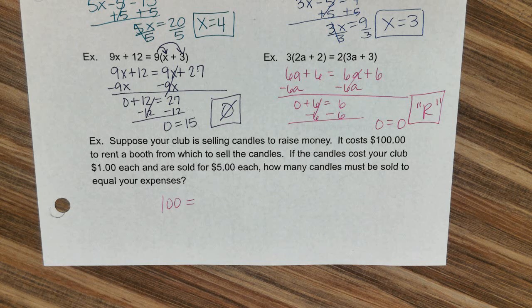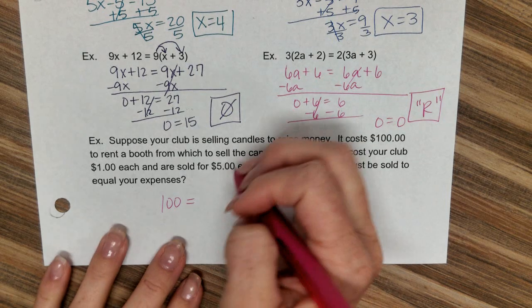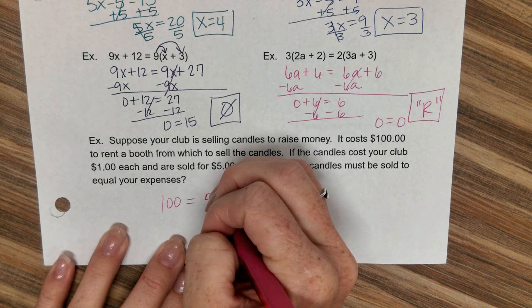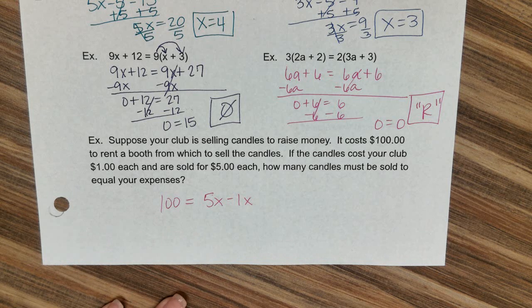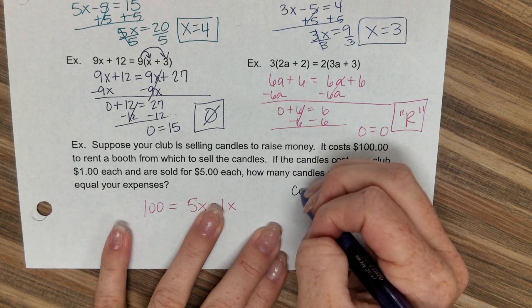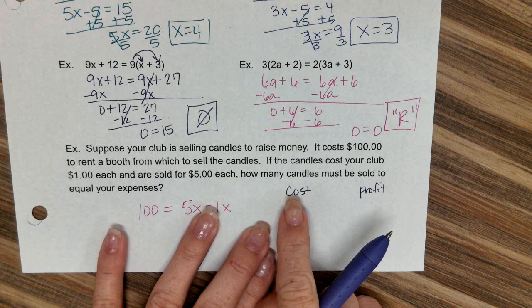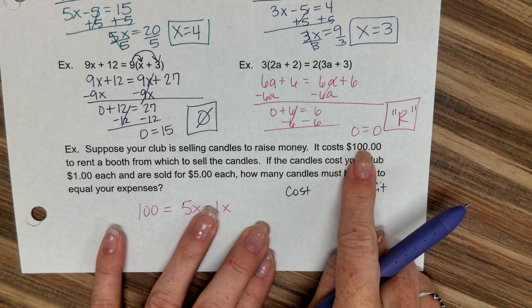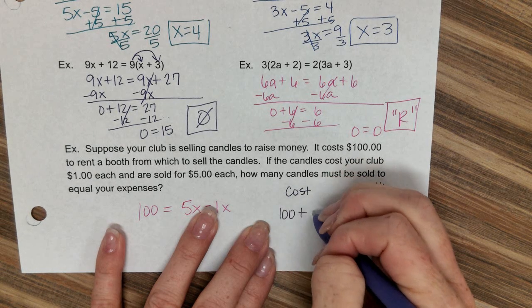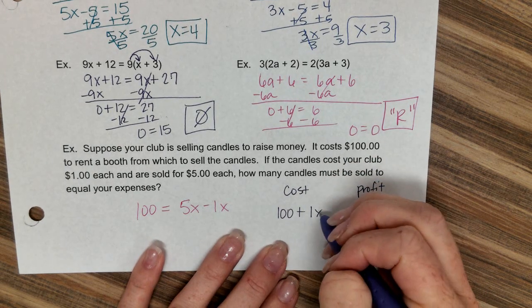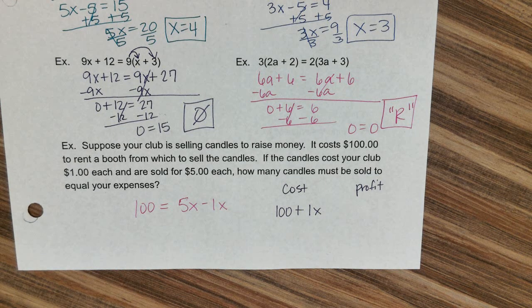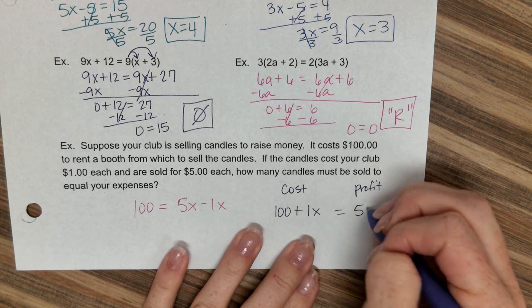Are we talking about candles? Y'all want to use C as the variable? So I have 5x minus 1x. Now that's one way to set it up, and there's nothing wrong with that way. Or I could have put the cost on one side and the profit on the other. If I had the cost over here, it costs $100 to rent the booth, right? What else does it cost? $1 times the candles. I told y'all to put a C and then I put an X, but whatever, it doesn't matter. And then I could have put the profit over here.